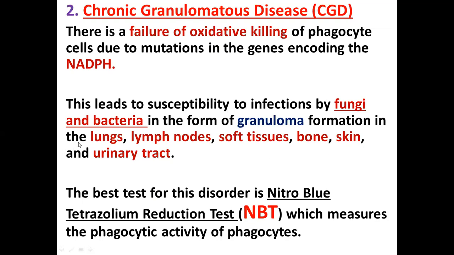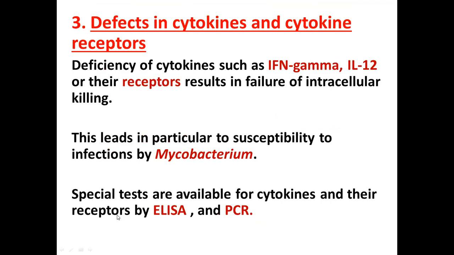The best test to see the activity of the phagocytic cells is the NBT test. What is the NBT test? The tetrazolium reduction test, which measures the phagocytic activity. Remember, NBT, the tetrazolium reduction test, measures the activity of phagocytic cells.